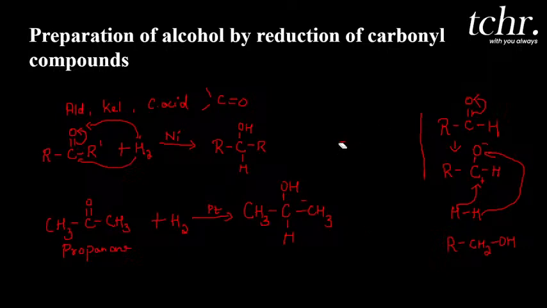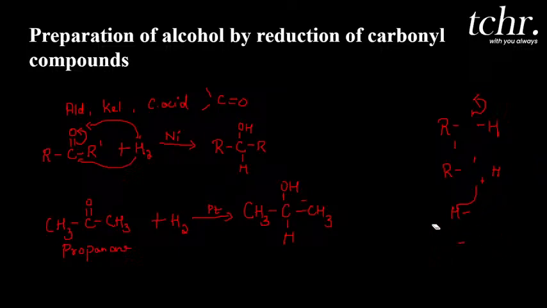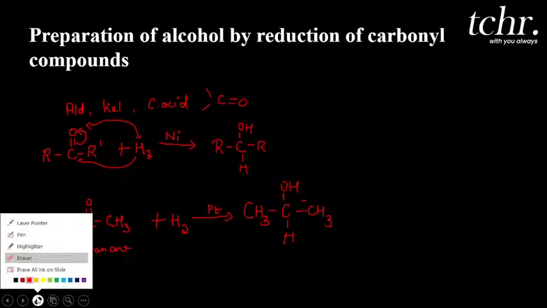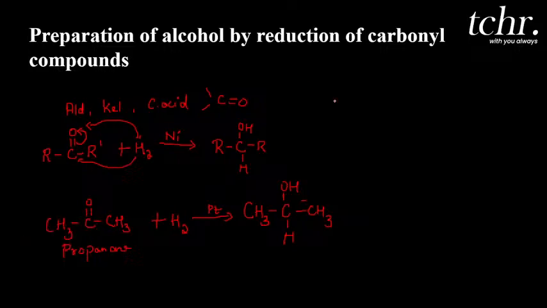Can you name the compound, students? Yeah, it is propan-2-ol. Yes, propan-2-ol. So now it is clear how to prepare alcohol from carbonyl compounds, that is aldehydes and ketones, right? Now what is the difference you observe in both? When you take an aldehyde and prepare alcohol, the alcohol you get is a primary alcohol.